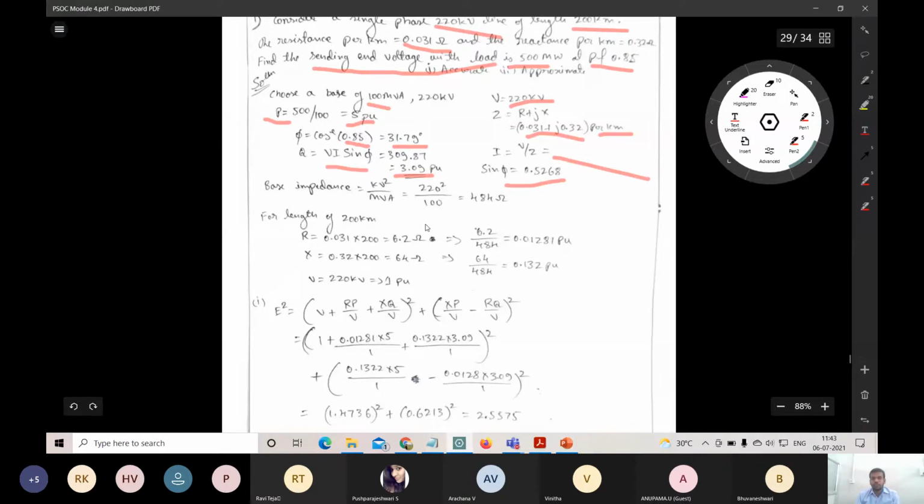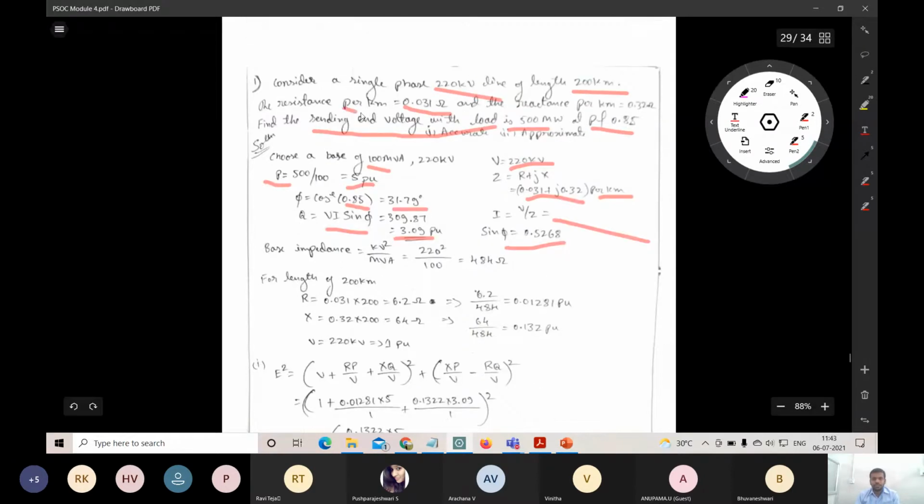For length 200 kilometer, we are interested in calculating for 200 kilometer. He has given per kilometer values. Look here, resistance per kilometer, reactance per kilometer. We need to calculate for 200 kilometer. So multiply these two by 200, or multiply Z finally by 200. You can choose either way. So 0.031 into 200 is 6.2 ohm. Reactance 0.32 into 200 is 64 ohm.